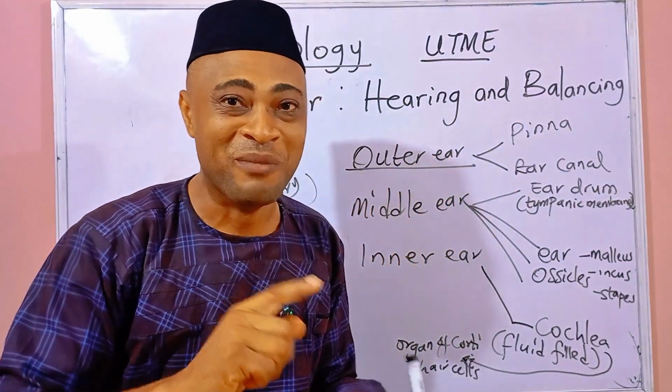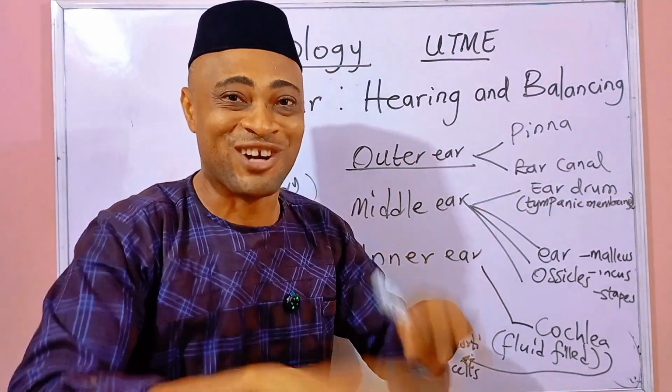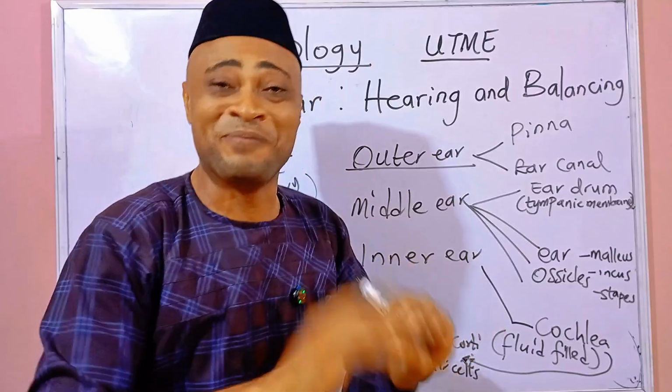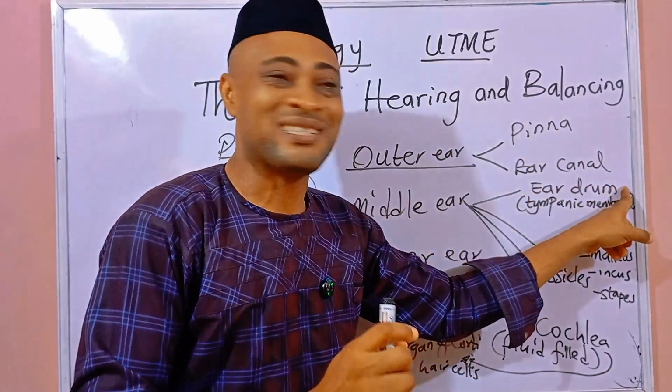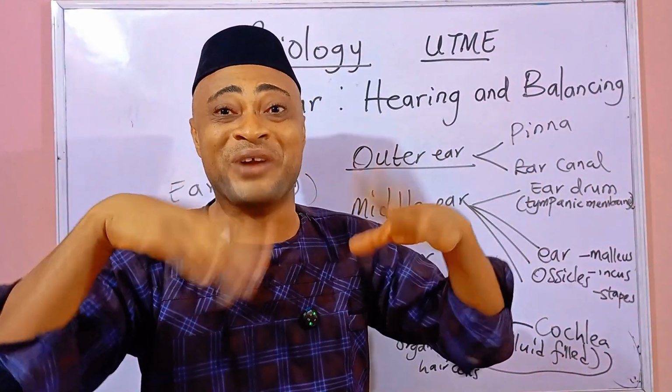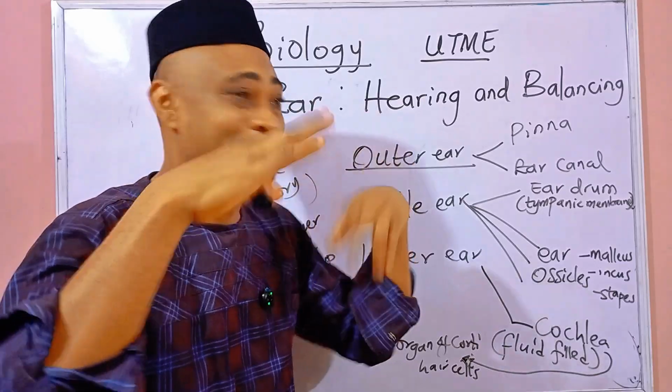I believe you know a drum. What happens to a drum? When you hit a drum, what do you see? Vibrations. That's the same thing that will happen. When sound touches the eardrum, it what? It vibrates. You will see the eardrum vibrating.